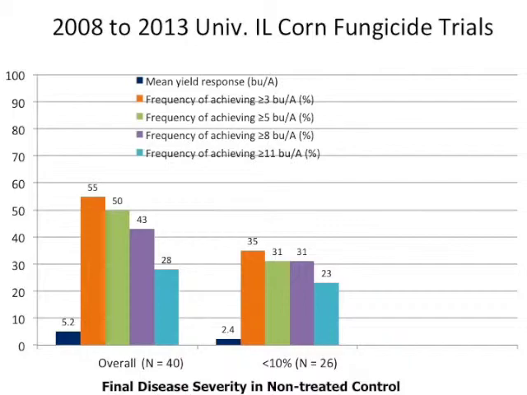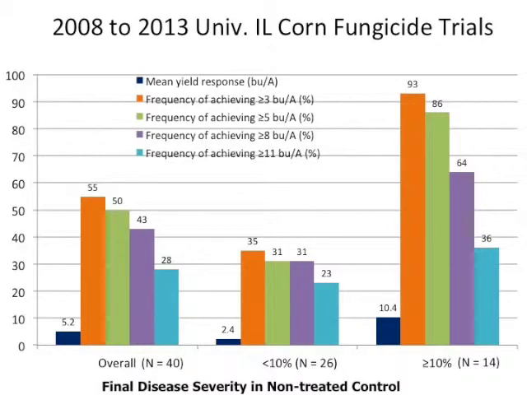So conversely, what does that look like under a little higher disease pressure? And in 14 of those environments, we had disease pressure where we had at least 10% of that leaf area affected by diseases in our untreated checks. And in this case, in that higher disease pressure situation, our average yield response was 10.4 bushels an acre, and we would have been profitable with that 5 to 8 bushel an acre yield response somewhere between 64 and 86% of the time.